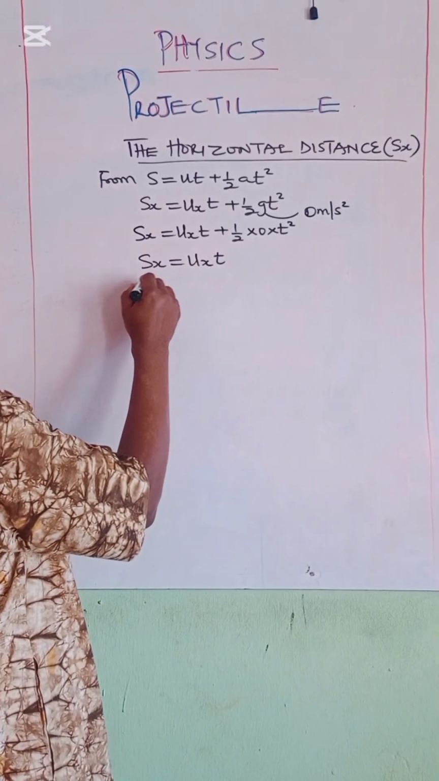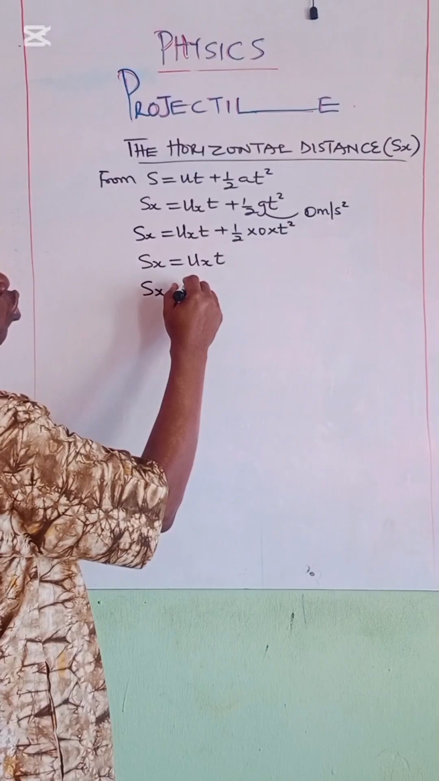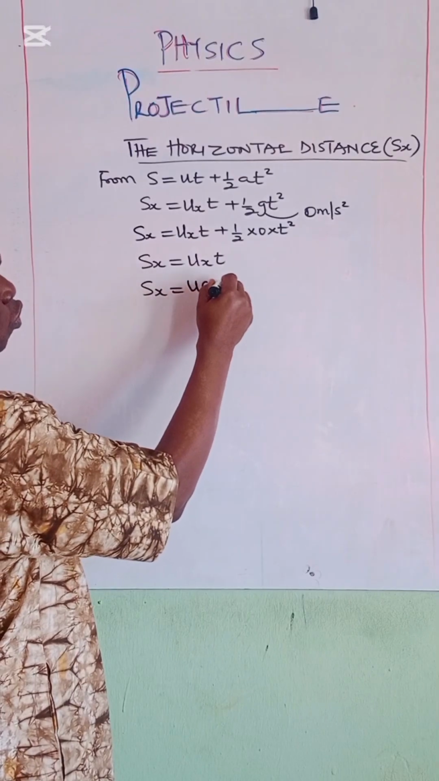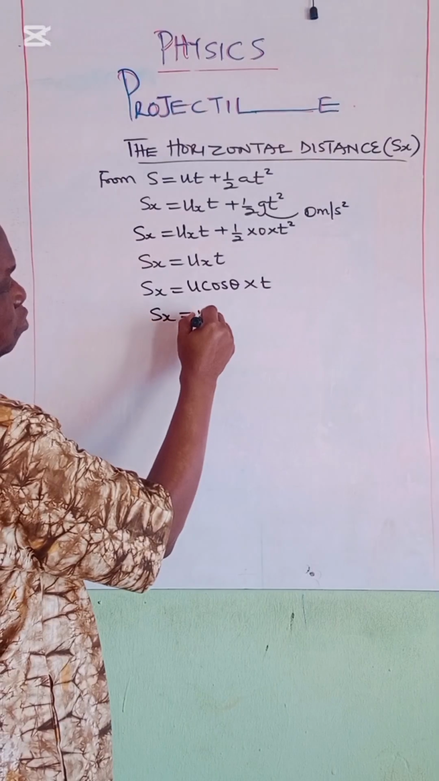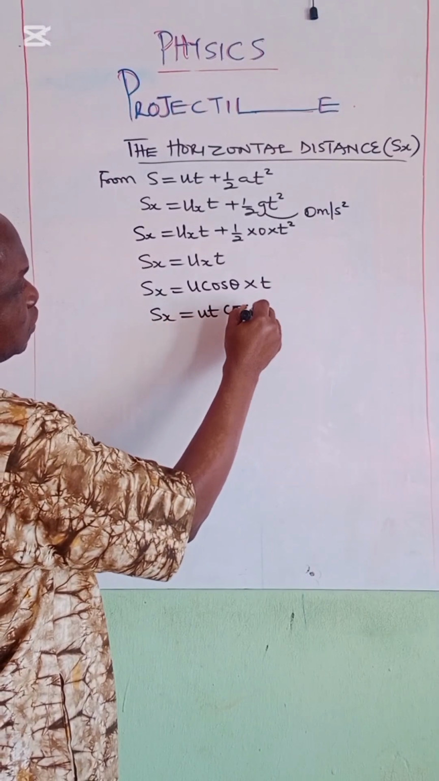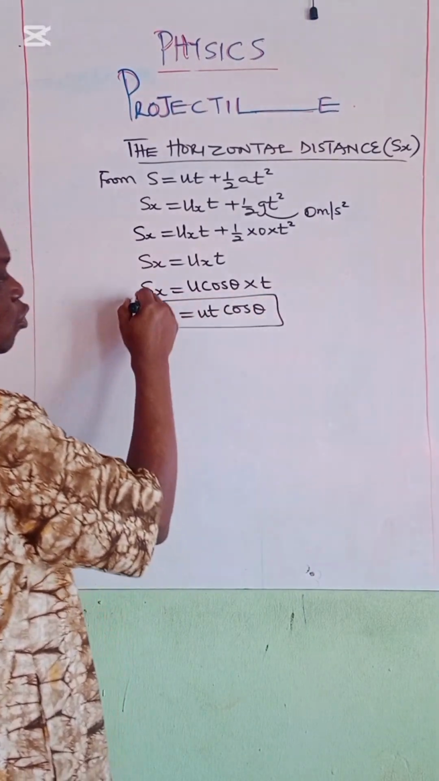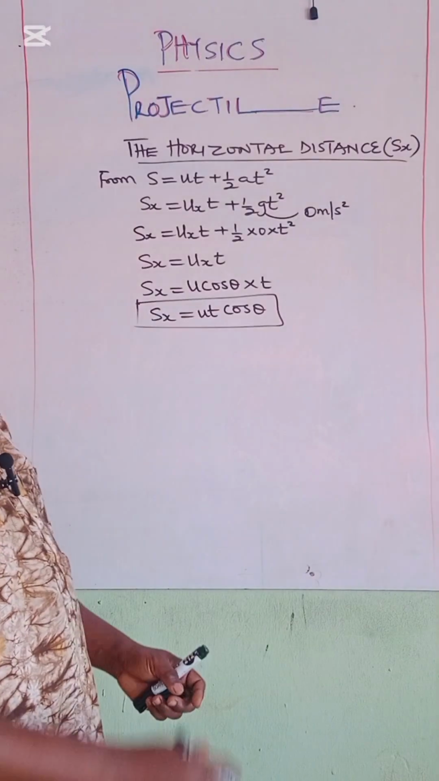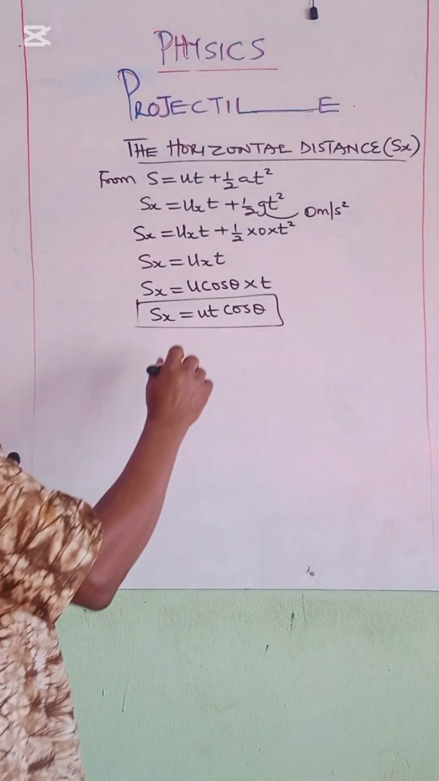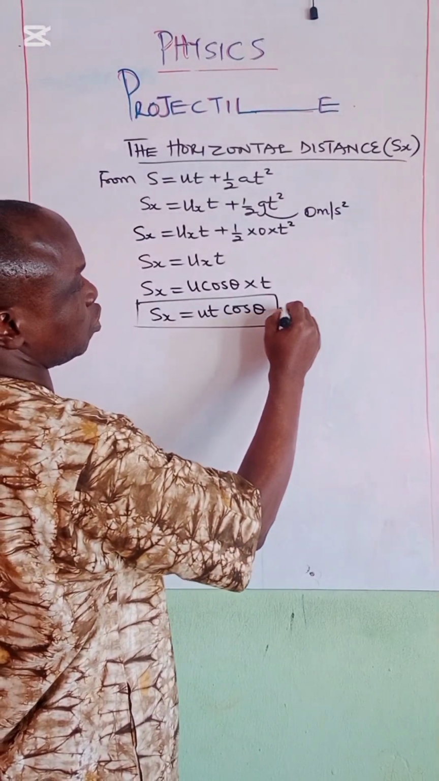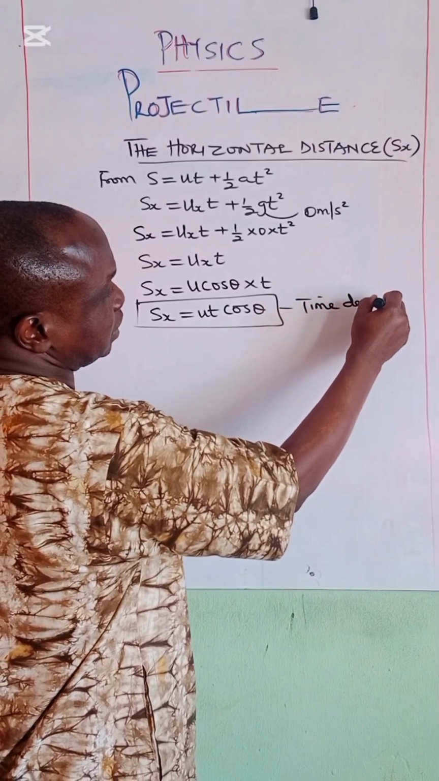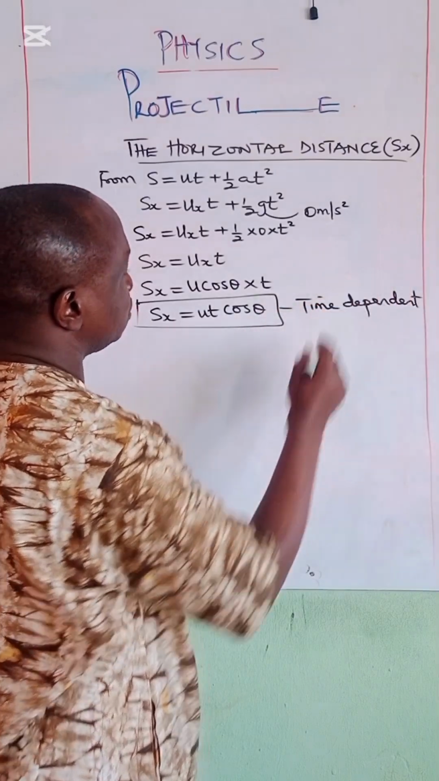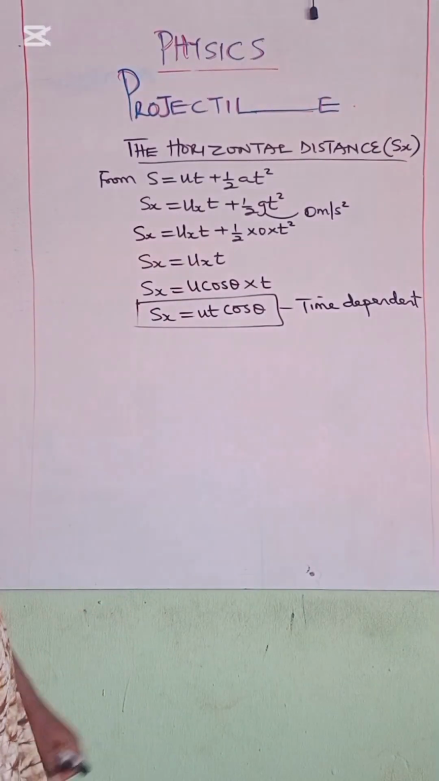Our ux is u cos θ, so u cos θ times t. So our Sx will now be ut cos θ. This is the formula for finding horizontal distance before the body has attained the maximum height. This one is time dependent, because it depends on time. We call it time dependent.